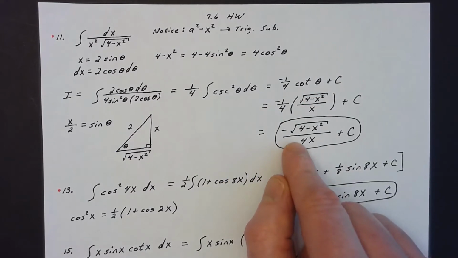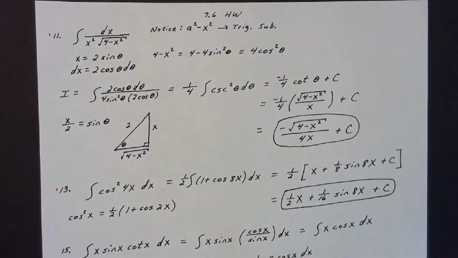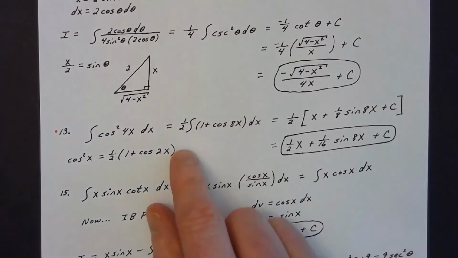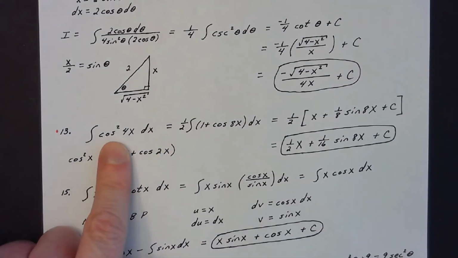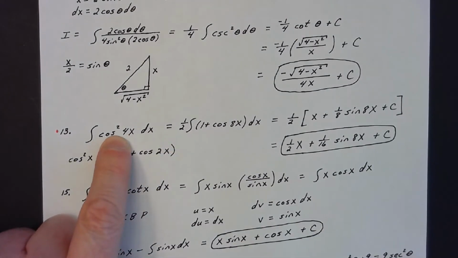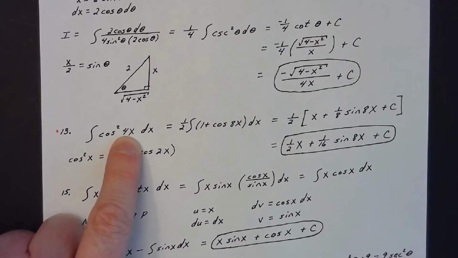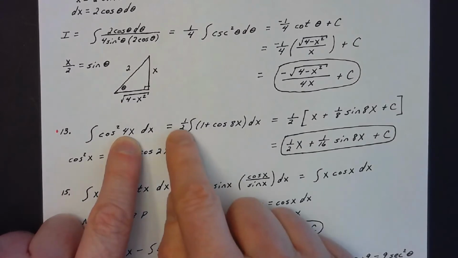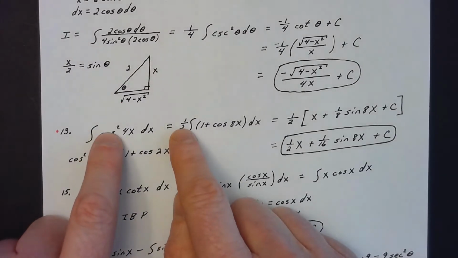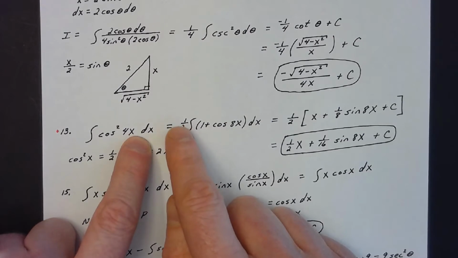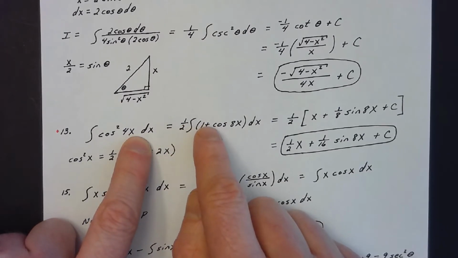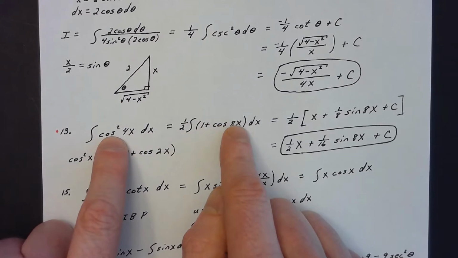Now, the next one I'm going to look at, number 13 in the homework. It asks me to integrate the cosine squared of 4x. What I'm wanting you to remember here is a trigonometric identity. The cosine squared x is equal to 1/2 times the group 1 plus the cosine of twice the angle. It's precisely what I did here. So anytime I have the cosine squared of any angle, I can say that's equal to 1/2 times the group 1 plus the cosine of twice the angle.